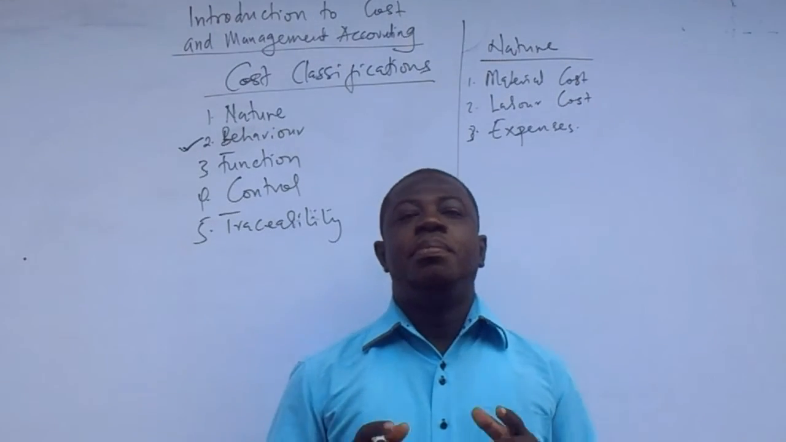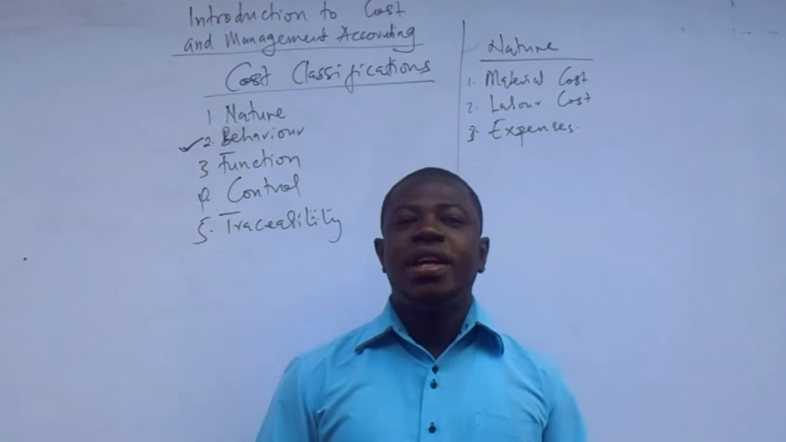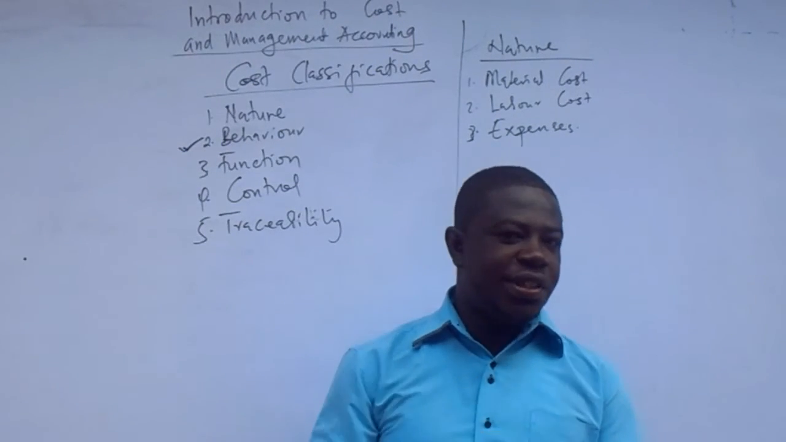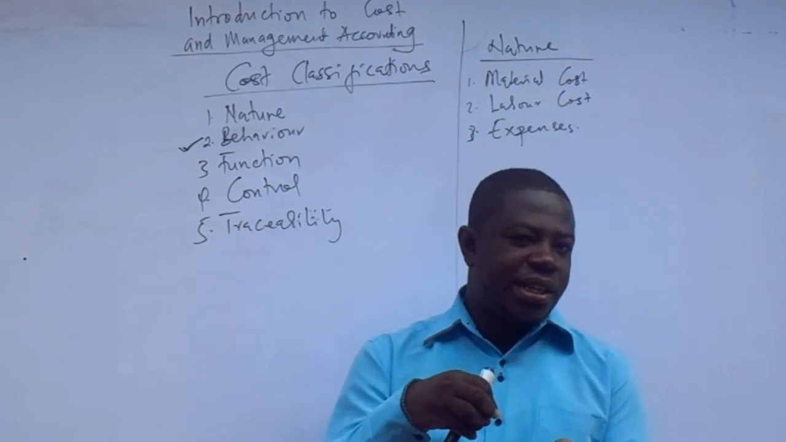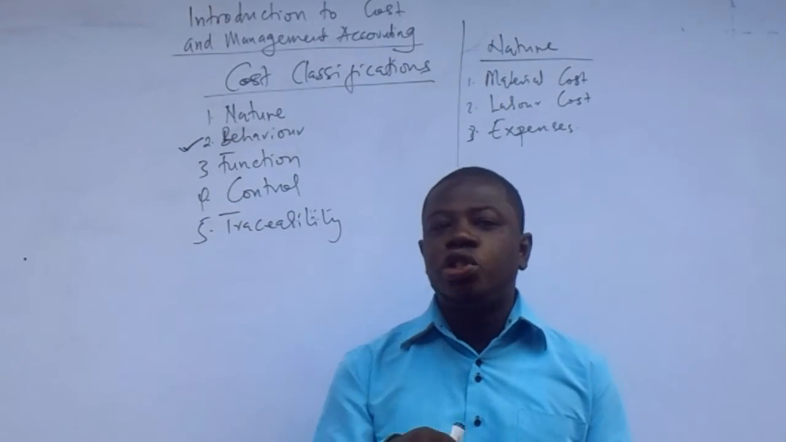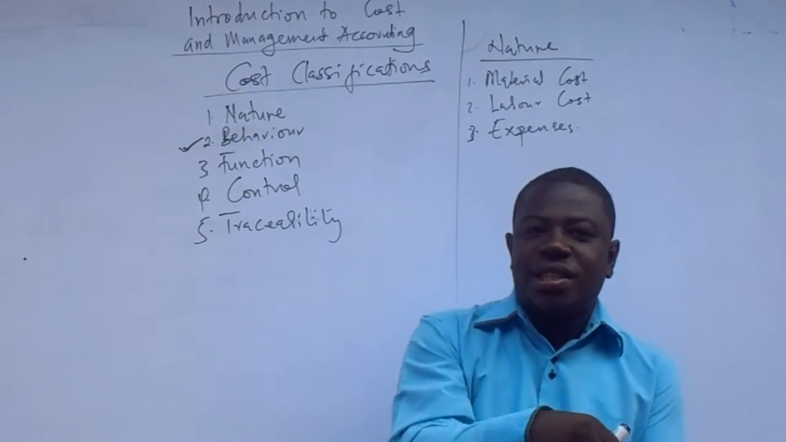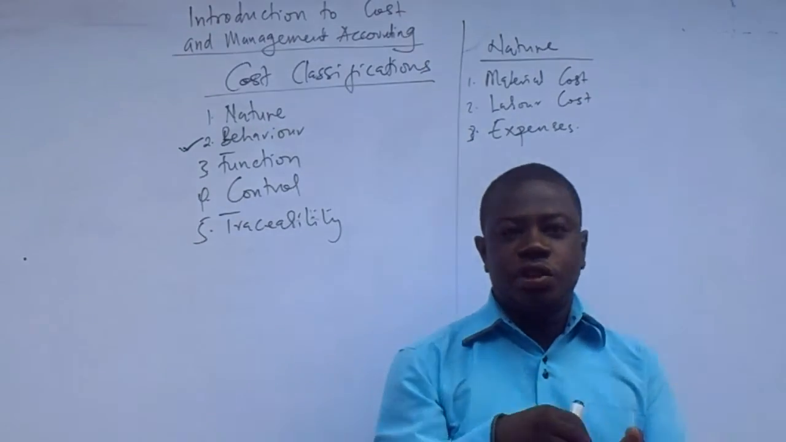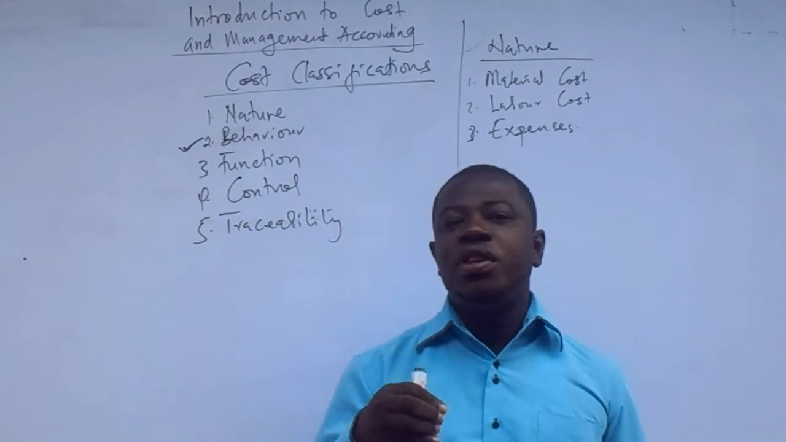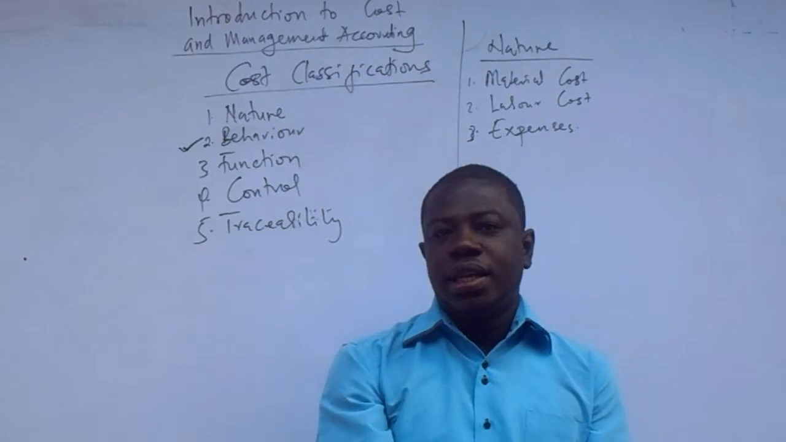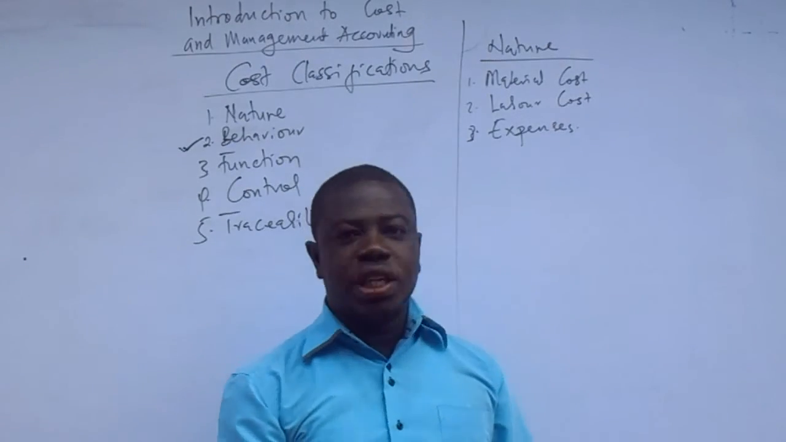Materials refer to the physical substances that are used in the production of goods and services. But then material cost refers to the cost incurred on those physical substances that are used in the production of goods and services. And so when you are asked to define material cost, it is the cost of the physical substances that are used in production of goods and services.